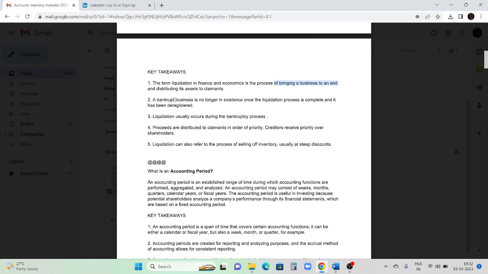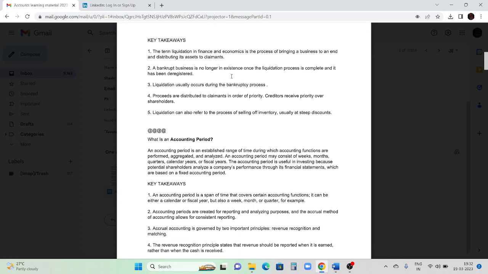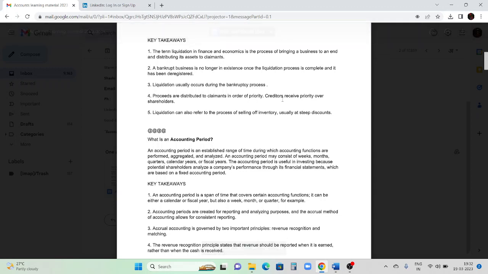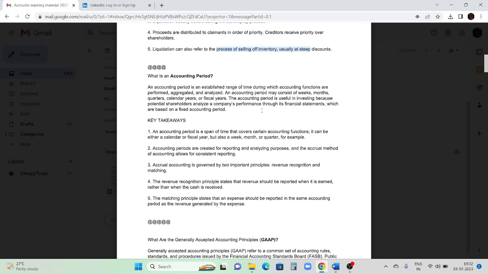A bankrupt business is no longer in existence once the liquidation process is complete and it has been deregistered. Liquidation usually occurs during the bankruptcy process. Proceeds are distributed to claimants in order of priority. Creditors receive priority over shareholders. Liquidation can also refer to the process of selling inventory, usually at steep discount.